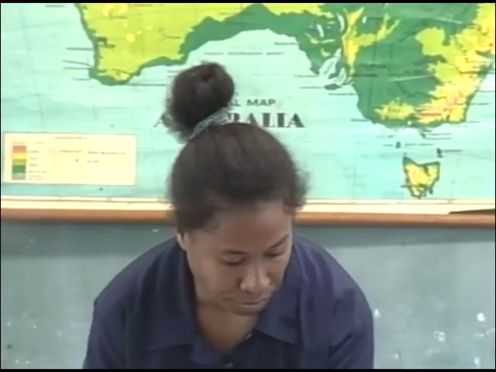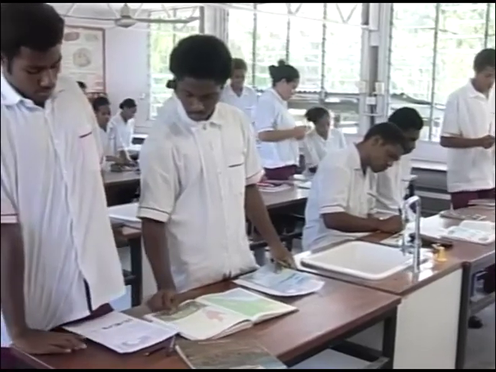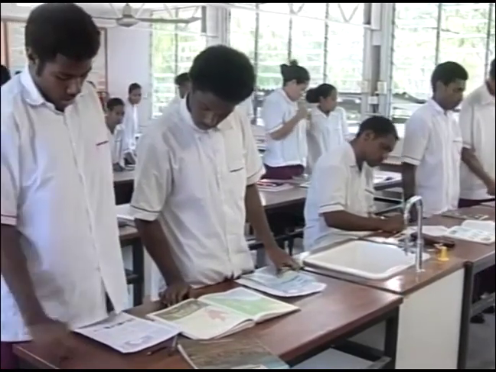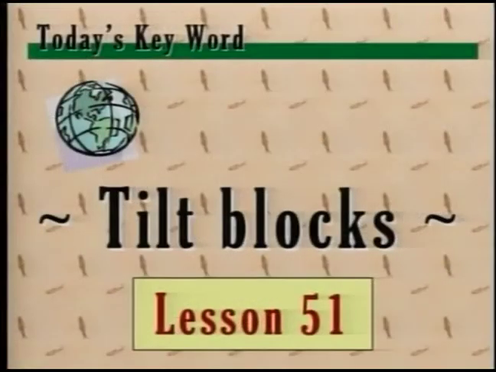Class, if you could now stand up. To the pilot teachers, our keyword for lesson 51 is tilt blocks. Good afternoon and thank you, students.